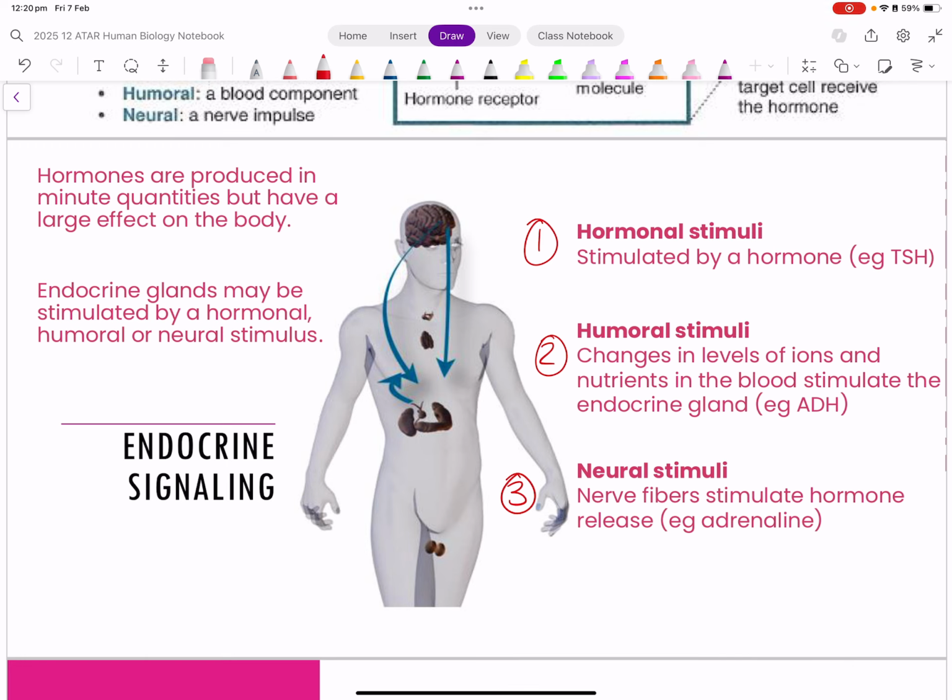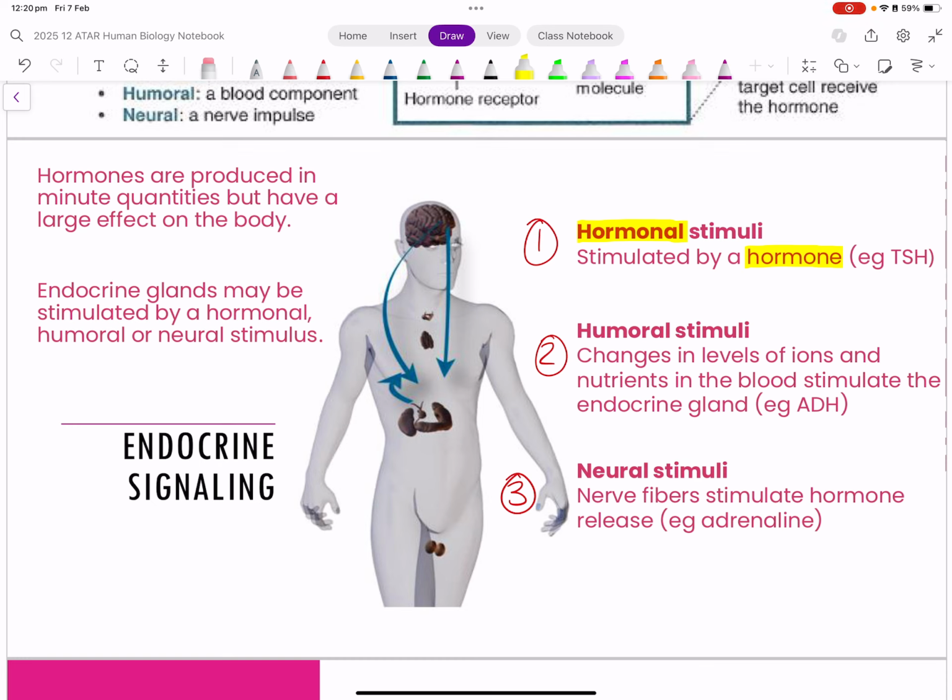So firstly, there is a hormonal stimuli. And when you think of hormonal stimuli, you can think of a hormone triggering the action of another hormone. So a particular example of this instance is something called TSH, which we'll get into in a few lessons' time. TSH stands for thyroid stimulating hormone, and it triggers the thyroid to release other hormones like thyroxine.